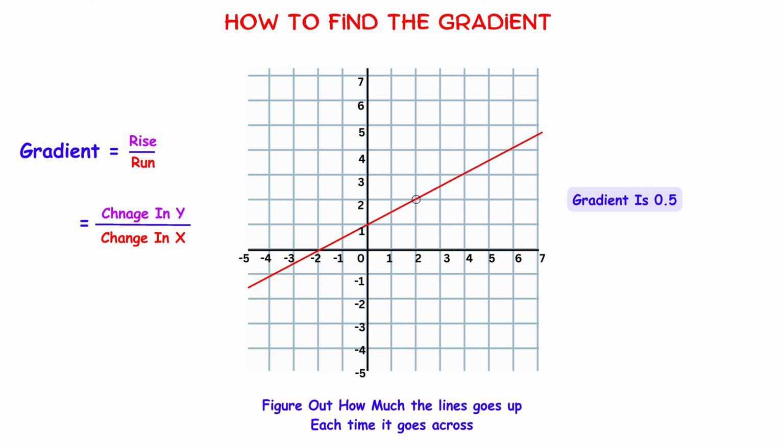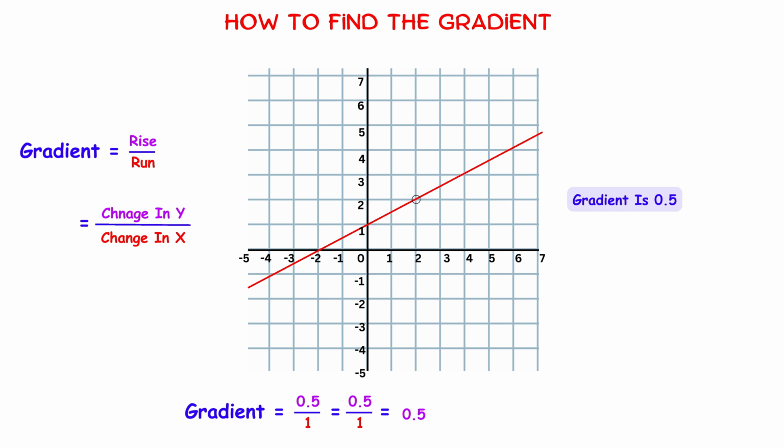Another way to think about the gradient is to use this equation here, which says that the gradient is equal to the rise divided by the run, with the rise being how much the line has gone up by, and the run being how much the line has gone across by. You might also have seen it as change in y divided by change in x, because the rise is basically how much the y value has changed by, and the run is just how much the x value has changed by. So these two equations are basically the same thing, which means you can use whichever one of them you want.